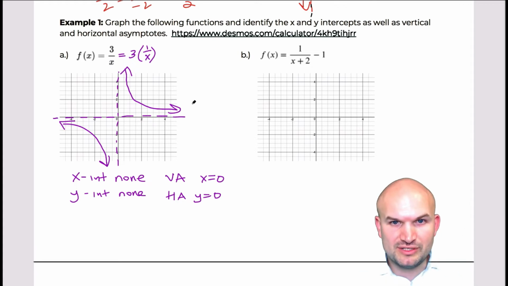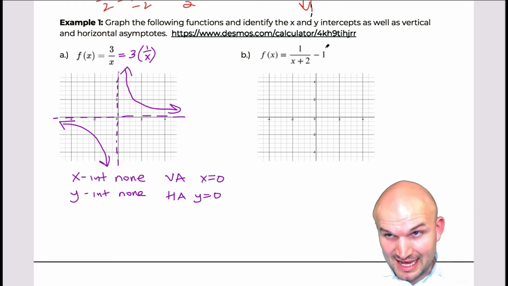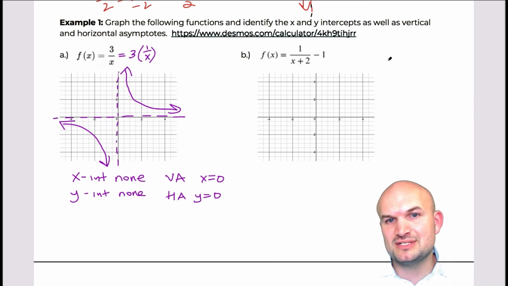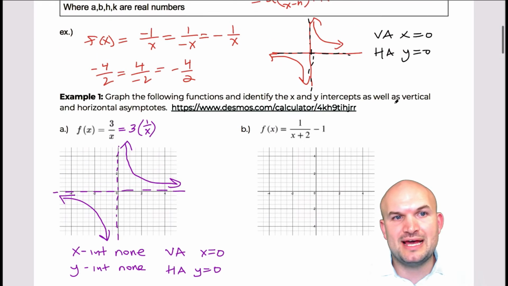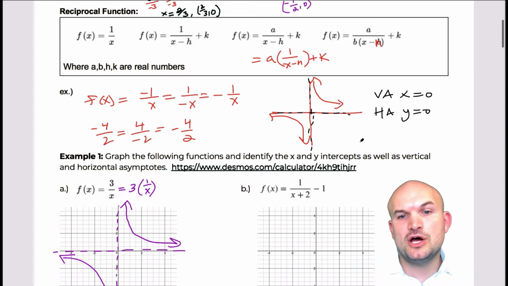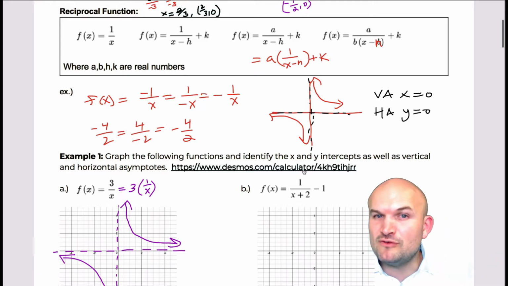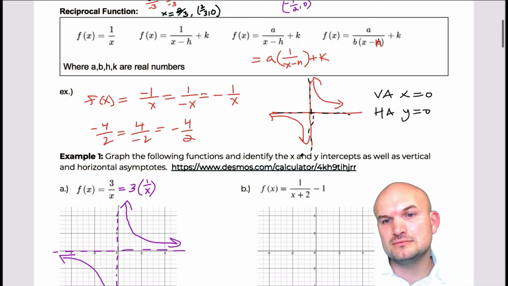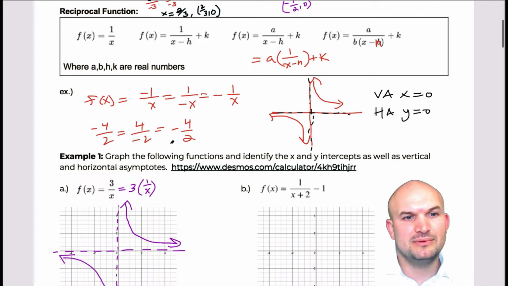In this next one, you can see that I obviously have an h and I have a k. So what I'm going to do is label my transformations. Remember that h is shifting your graph left or right, and k is shifting your graph up or down. Again, this is kind of a review from our functions unit. So I can go back and label them.